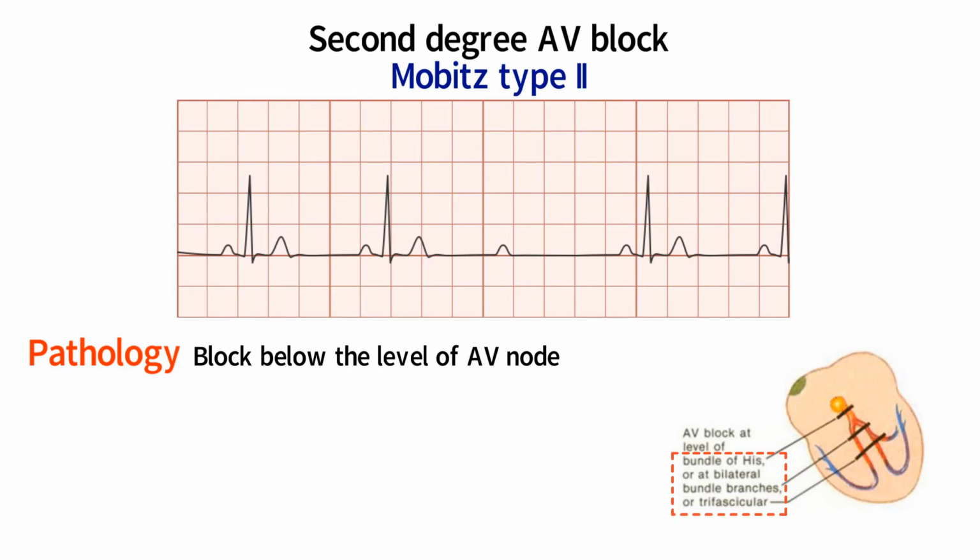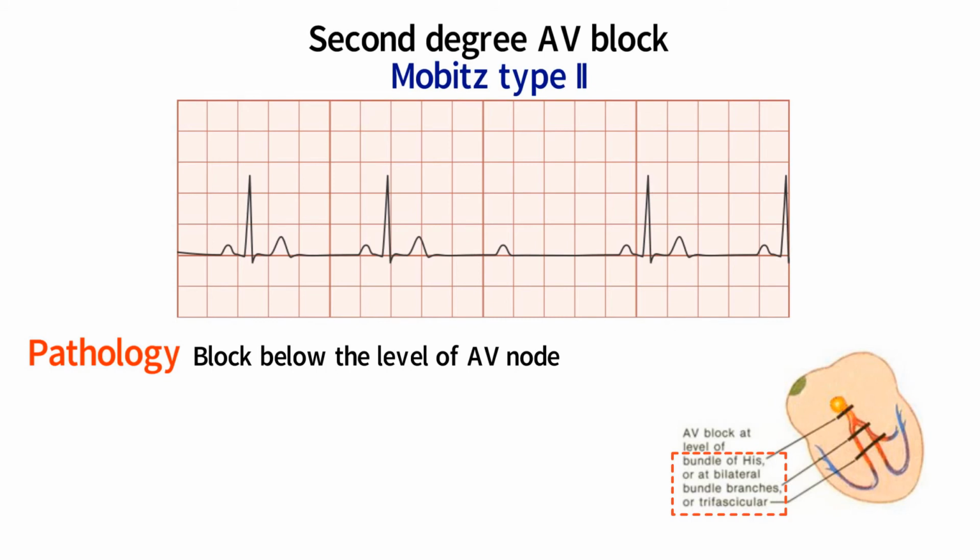It's in the bundle of His and the trifascicular branches that supply the ventricle. So the ventricle already started depolarization, but the problem is that the electrical signal will stop immediately in one beat. So you will have just a dropped QRS and the PR will not be prolonged.